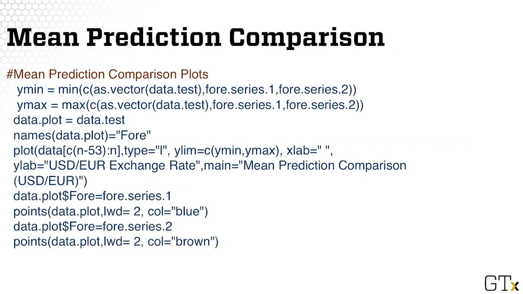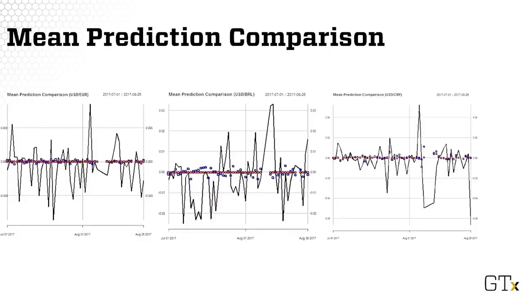This is the R code for comparing the mean predictions to the observed time series by overlaying the predicted means for the two models to the observed time series. Here are the plots. The predicted means are close to 0, with some variations in the predictions performed with the more complex ARMA-GARCH model for the Brazilian real and Chinese yuan currencies. Note that the mean predictions do not capture the variations in the different time series, since these variations are due to the variance, not to the mean of the process.